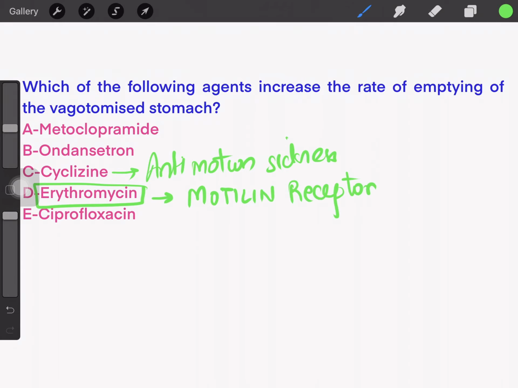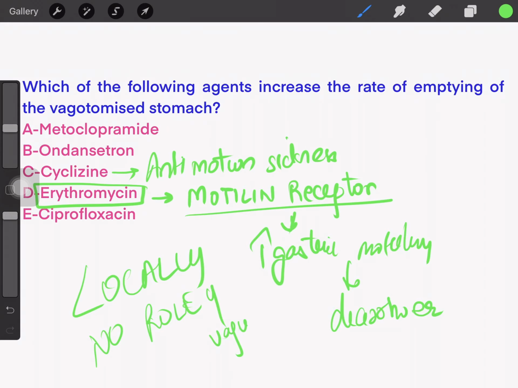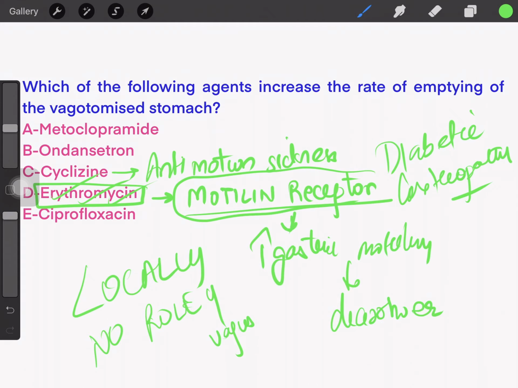Erythromycin binds to the motilin receptor locally and increases gastric motility, which leads to one of its side effects, of this entire group, which is diarrhea. Since it is acting locally, no role of vagus, therefore this is the answer. And it is also used in diabetic gastroparesis for the same reason, because in diabetic gastroparesis neuropathy has a role to play and the vagus is not functioning normally. So this is the answer, and this concept is checked multiple times since ages, the motilin receptor concept.